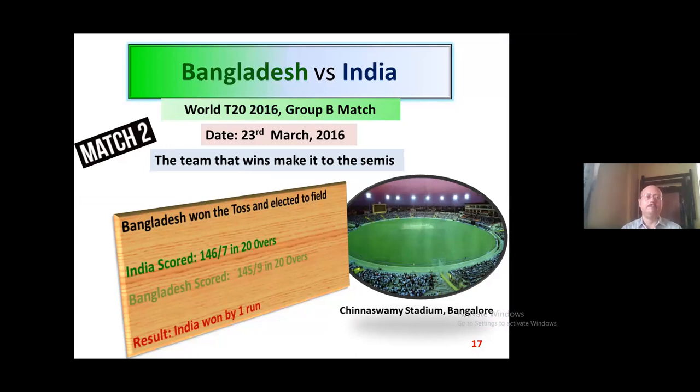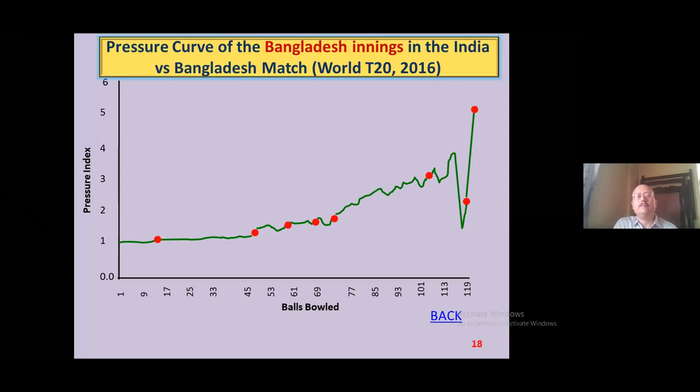A second example, because I want to highlight some other things. Individual performances are our next agenda. The example used here is again a World T20 group match between Bangladesh and India, where the team that wins makes it to the semifinals. It happened in Chinnaswamy Stadium on 23rd March 2016. India won by 1 run. They scored 146, and Bangladesh stopped at 145 for 9. This is the pressure curve for the second innings.